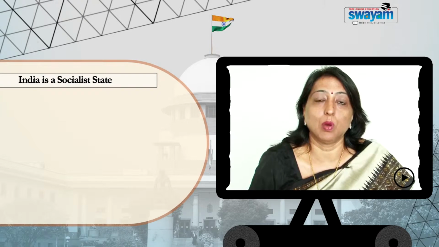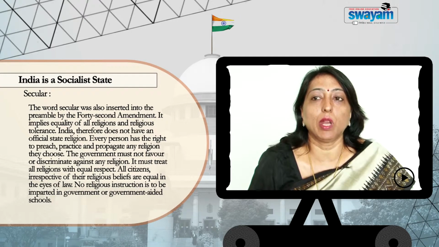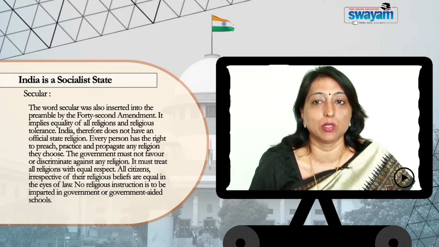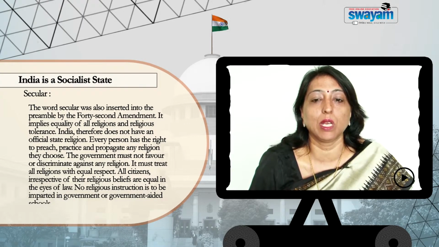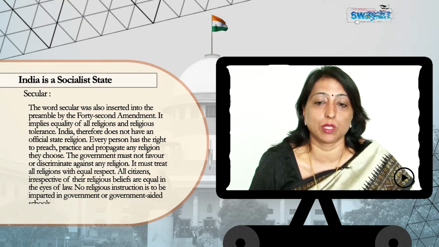When we talk about a secular state, the word secular, also inserted into the preamble by the 42nd Amendment, implies equality of all religions and religious tolerance. There is no state religion; every person has the right to preach, practice and propagate any religion they choose. The government must not favor or discriminate against any religion, and must treat all religions with equal respect.